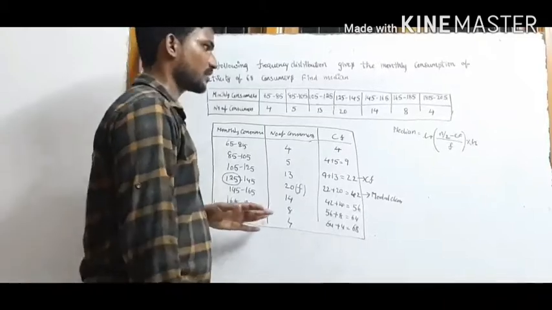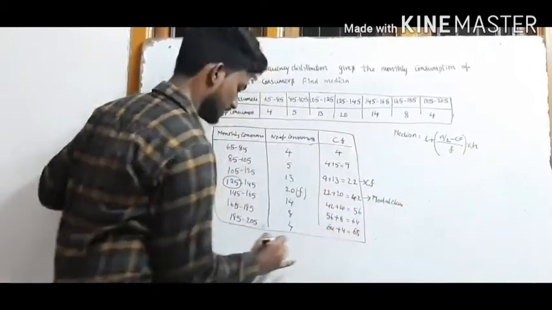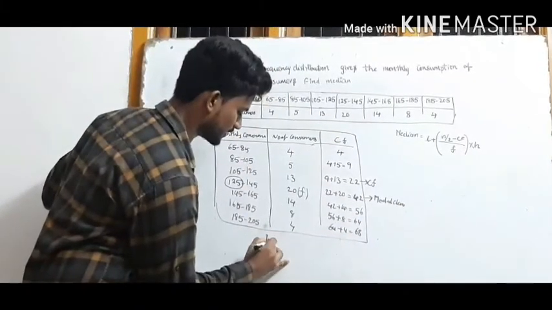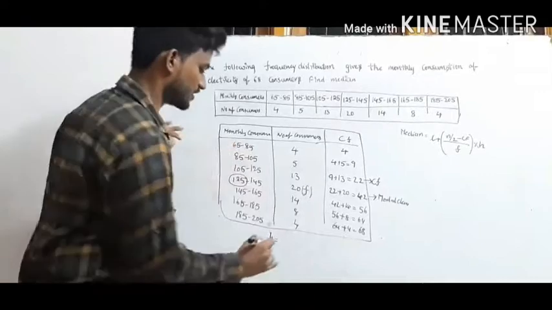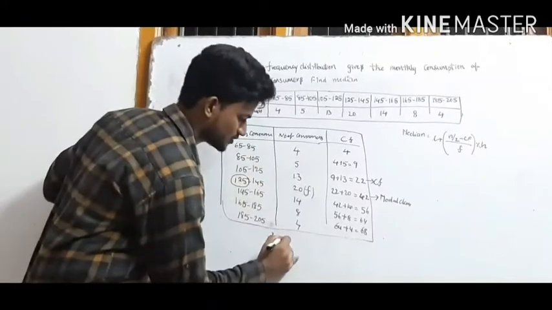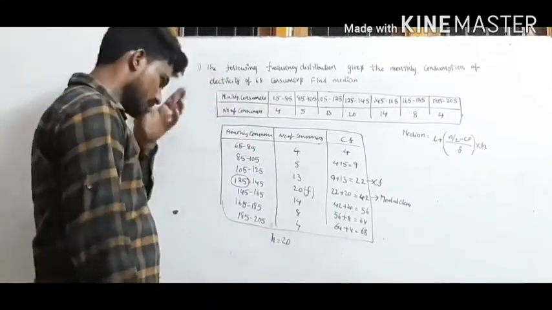Then we want to find h. h equals the length of the class, that is 85 minus 65, that is 20. 20 is the length of the class.